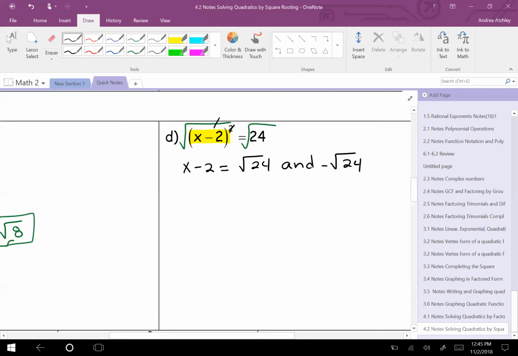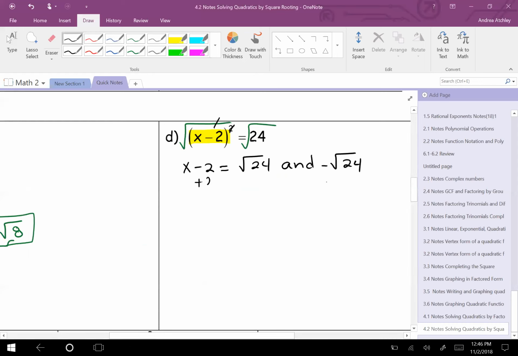Do I know the square root of 24? Okay, I'm going to plug it into my calculator. I think it's about 4.8, because it's close to the square root of 25, which is 5. But yeah, 4.89. So it's about 4.9.